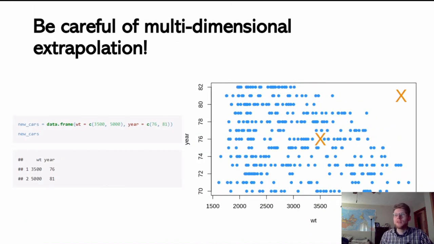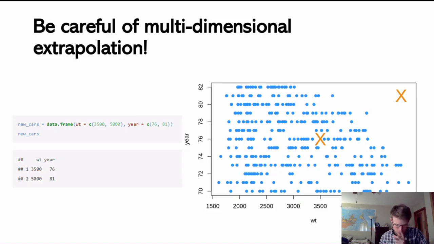Now, this is something that I think is really interesting and something that you may not have thought about, and that is multidimensional extrapolations. We've talked about extrapolation before, and that is when we're making predictions for the response for a range of x that we have not observed. So if you think about weights that we've observed and years that we've observed, we should be careful making predictions when we're outside that range.